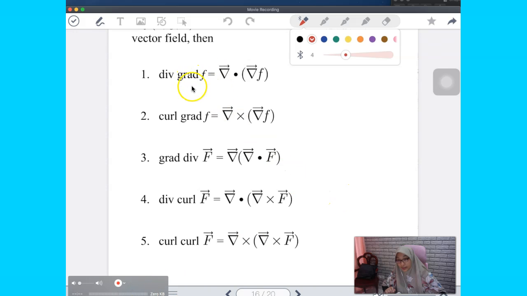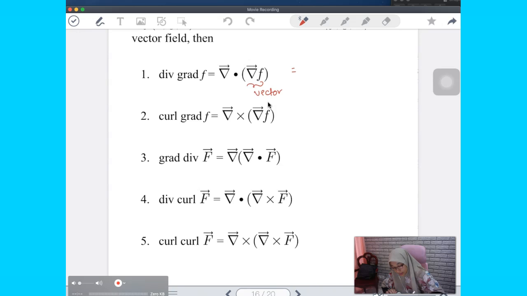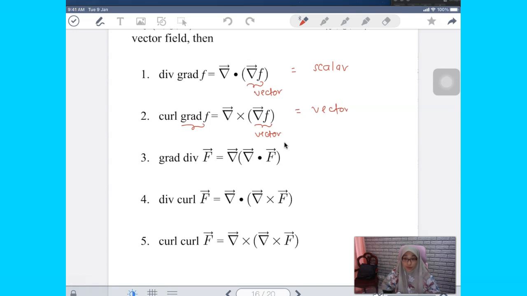Okay, so for this one, the outcome here is a vector. So this is vector dot vector, and the outcome is in scalar form, a scalar function. How about this one? You have the curl of the gradient of f. So we solve for the gradient of f, which means this one. So this will give you a vector, and vector cross vector, the answer is a vector. So this is called a multiple operation. Multiple means multi-operation. You have first the gradient of, and on the result you apply the divergence.